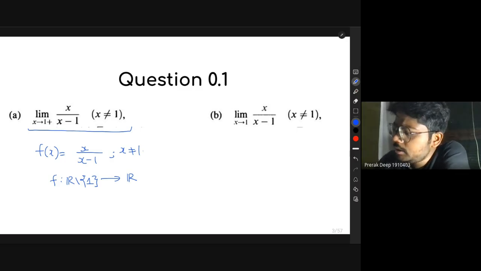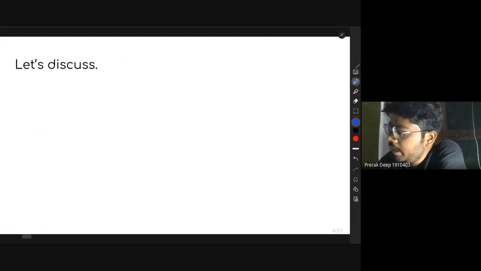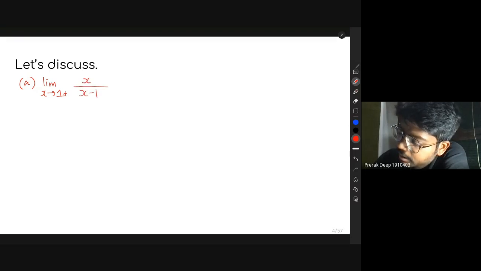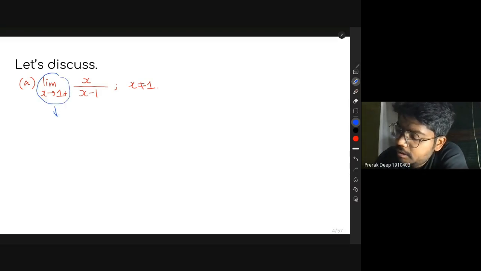In this question you are asked to find out the limit. We are discussing part a, so let me write that question again for you. We are calculating the limit as x tends to 1 plus of x over x minus 1, and this function is defined for x not equal to 1. So what does it mean? First let us see what this means.